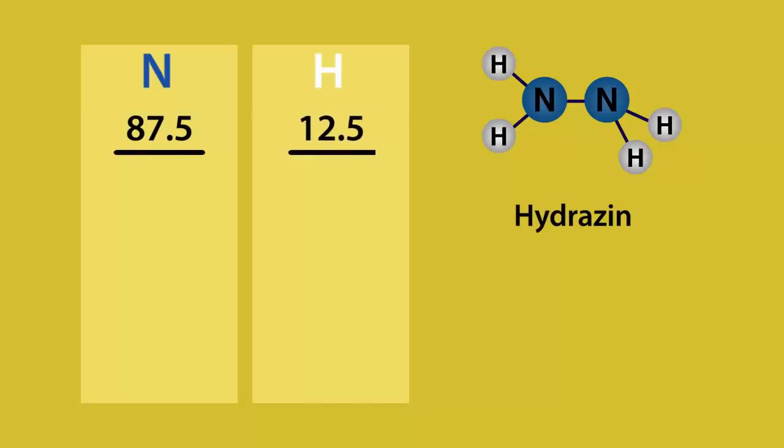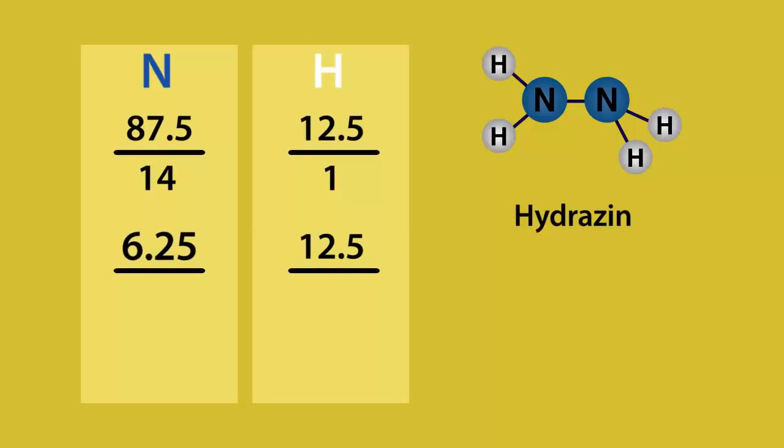We then divide these percentages by the relative atomic mass of each element. So that's 14 for nitrogen and 1 for hydrogen. Doing this calculation gives us 6.25 for nitrogen and 12.5 for hydrogen. We then divide these numbers by the smallest of the two, which is 6.25, and this gives us the ratio of 1:2. 1 and 2 is the smallest possible ratio, so the empirical formula is NH2.